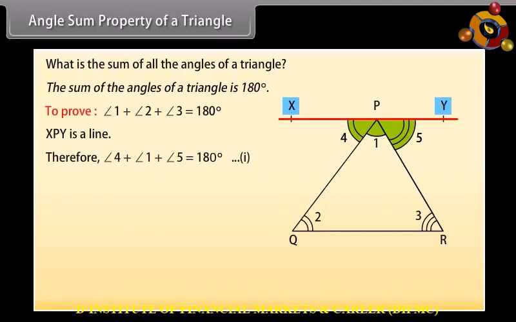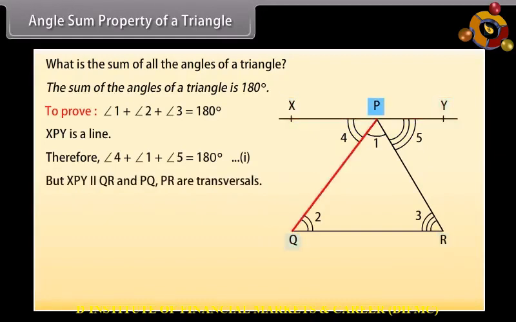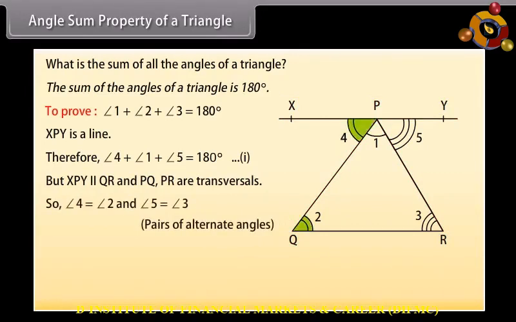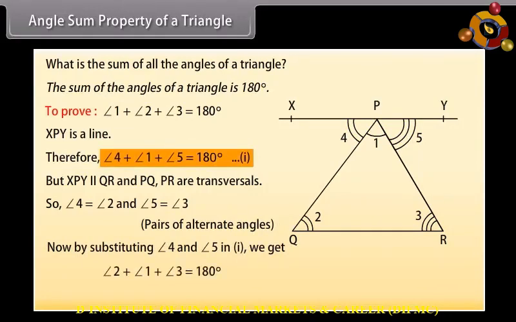Mark it as 1. But XPY is parallel to QR, and PQ and PR are transversals. So angle 4 is equal to angle 2 and angle 5 is equal to angle 3 because these are pairs of alternate angles. Now by substituting angle 4 and angle 5 in 1, we get angle 2 plus angle 1 plus angle 3 is equal to 180 degrees. Or we can write it as angle 1 plus angle 2 plus angle 3 is equal to 180 degrees.